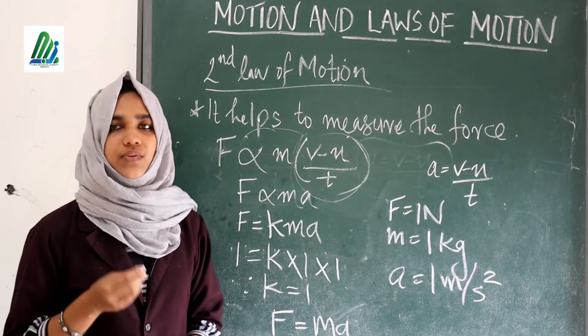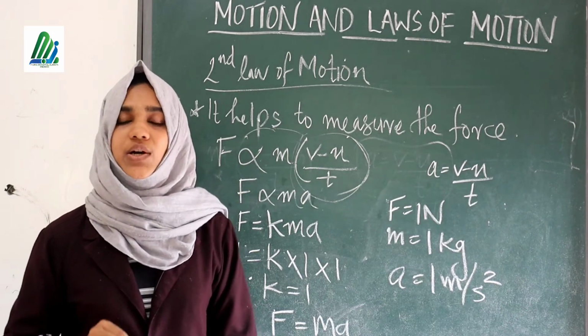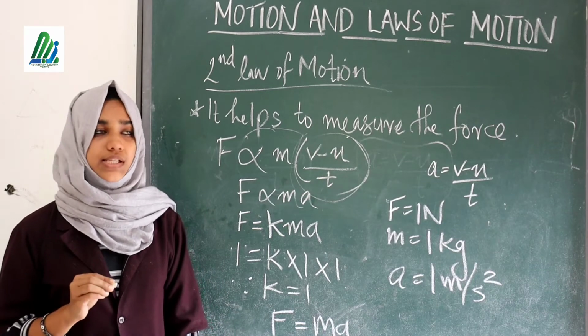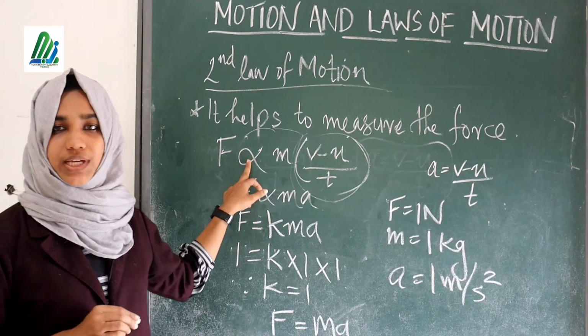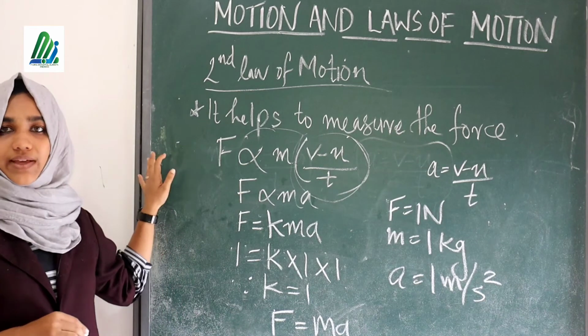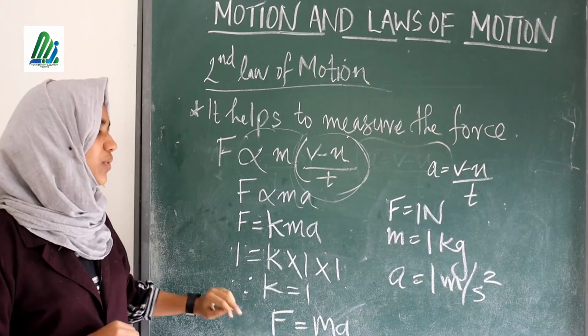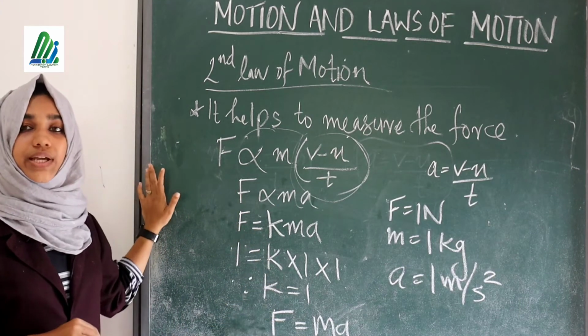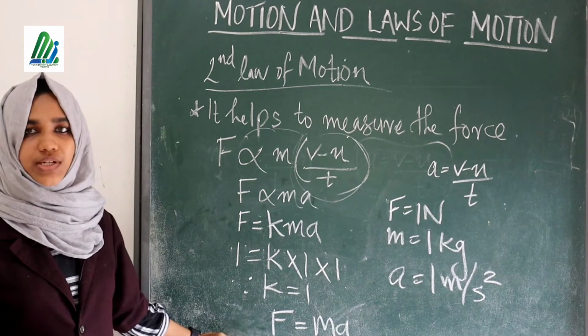Once again, Newton's second law of motion states that the rate of change of momentum is directly proportional to the unbalanced external force acting on it. So we have an equation for measuring the force: F equal to ma. We can do some problems based on this equation.